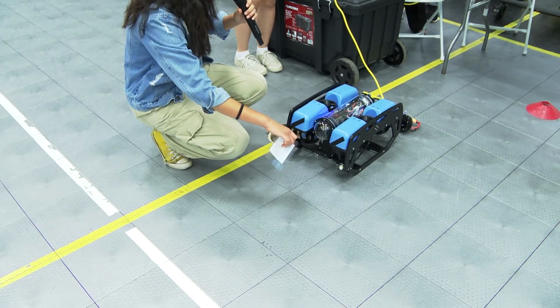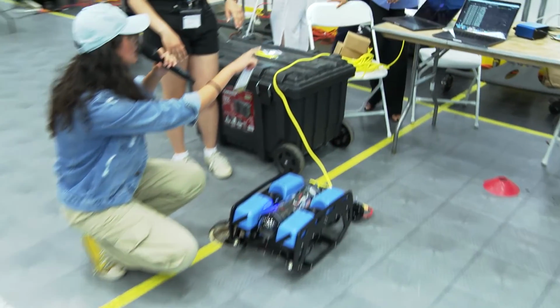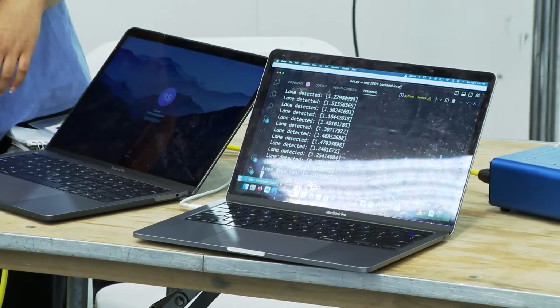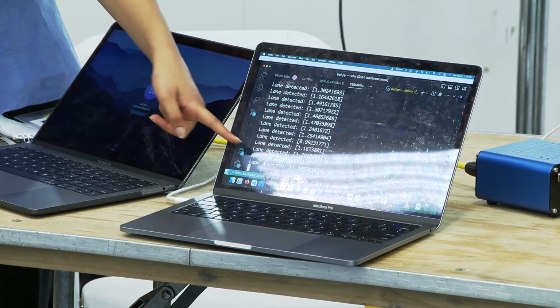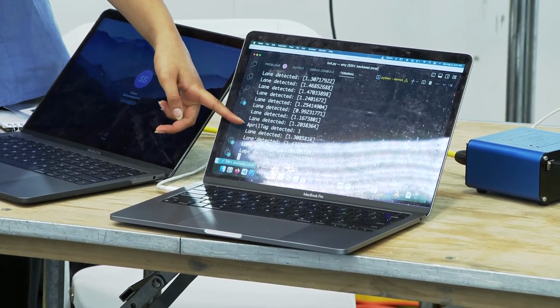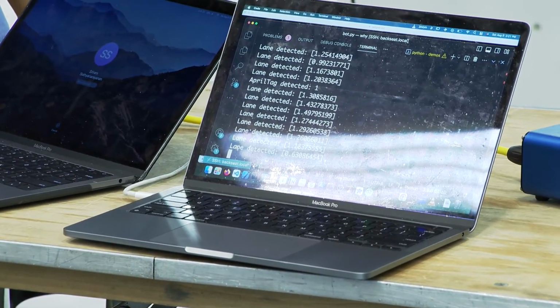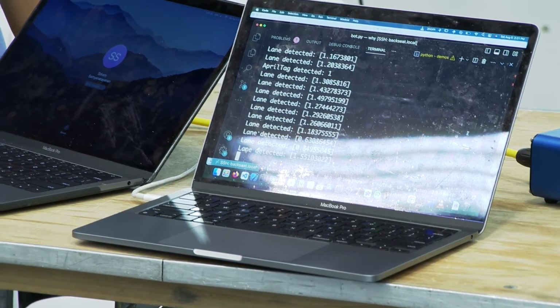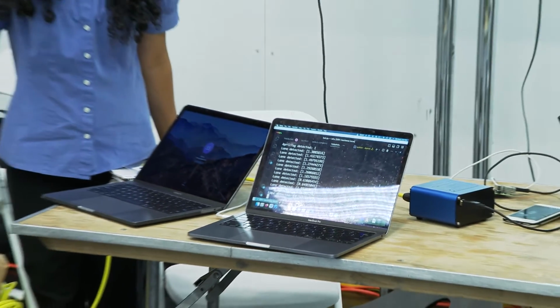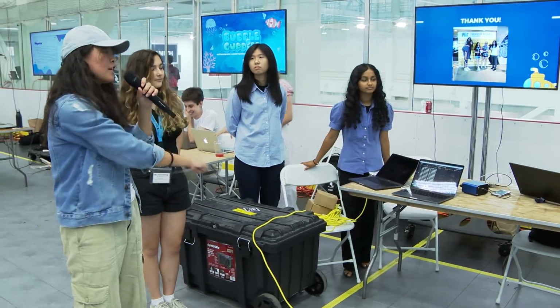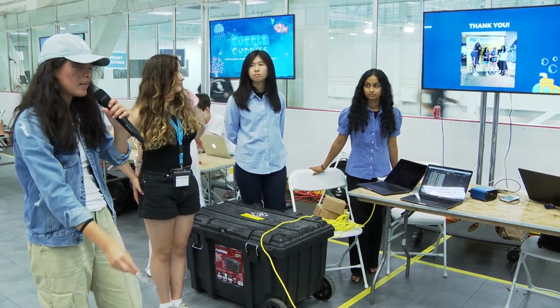Yeah, I can see. That lane detected, that's going to be the lanes. So these are marks along the ground. And then if I put an April tag in, it should say April tag detected. Yeah, we'd use that, and then we'd readjust the PID, that control that she was talking about, to actually move towards either the April tag or the lanes.